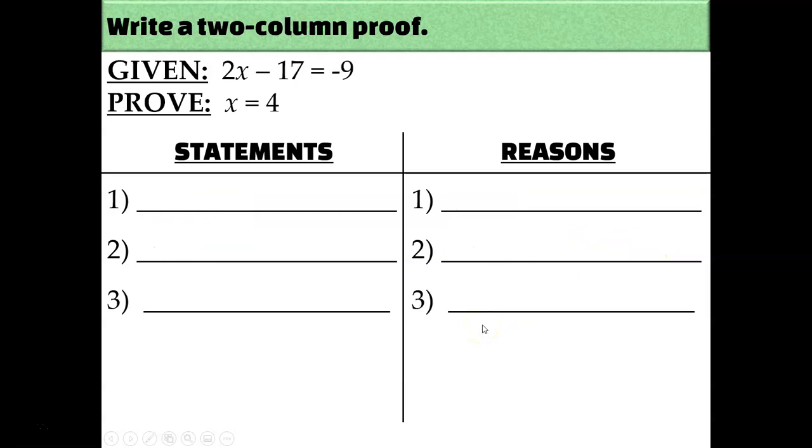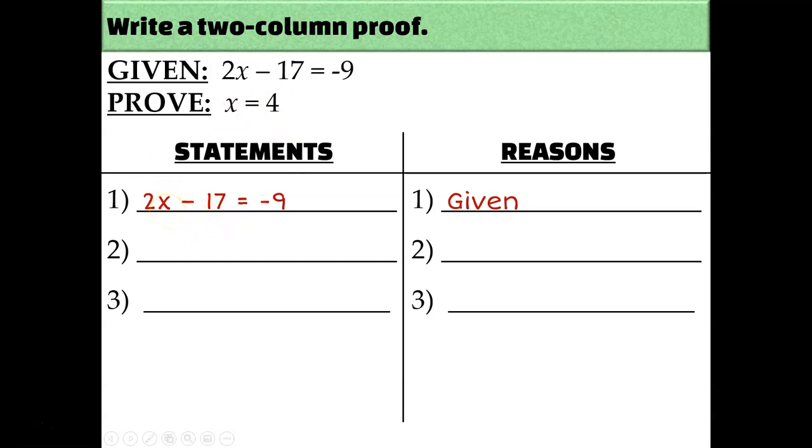Okay, those first two were pretty easy because they were just 2 steps, the given and the prove. But more often than not, you're going to have more than just 2 steps to deal with, so let's take a look. First thing I'm going to do is just copy and paste my given. My given was 2x minus 17 equals negative 9, and the reason is that it was given. And I'm going to try to prove that x equals 4.